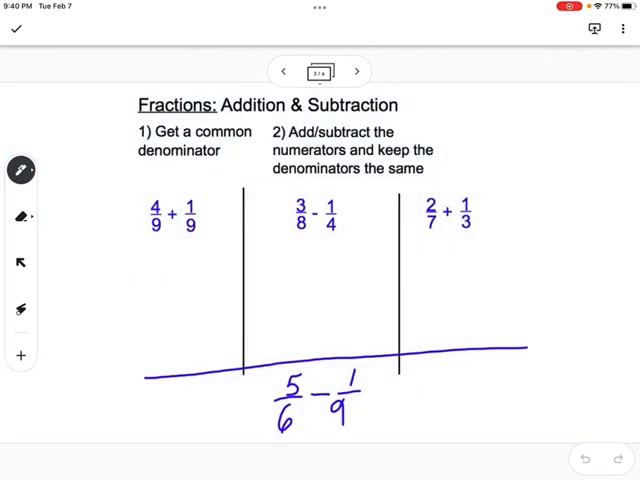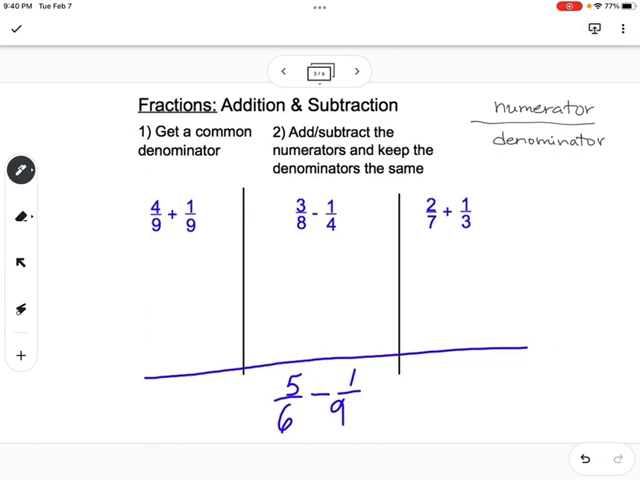Okay, we're now going to move on to fraction review. So talking about adding and subtracting fractions. When we talk about fractions, we have our numerator up top and our denominator is on the bottom. So the first step is to get a common denominator. Once you have a common denominator, you add or subtract the numerators and keep the denominator the same.